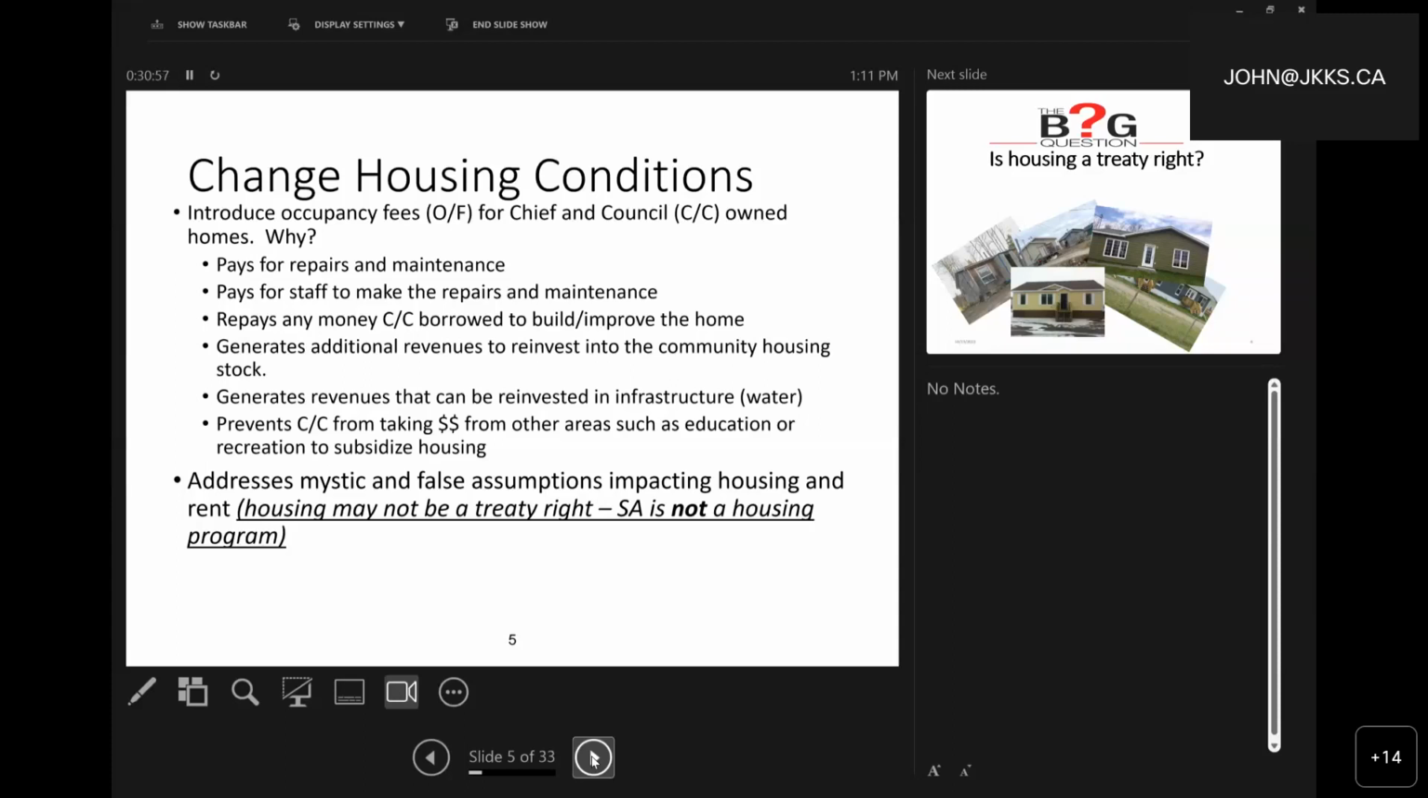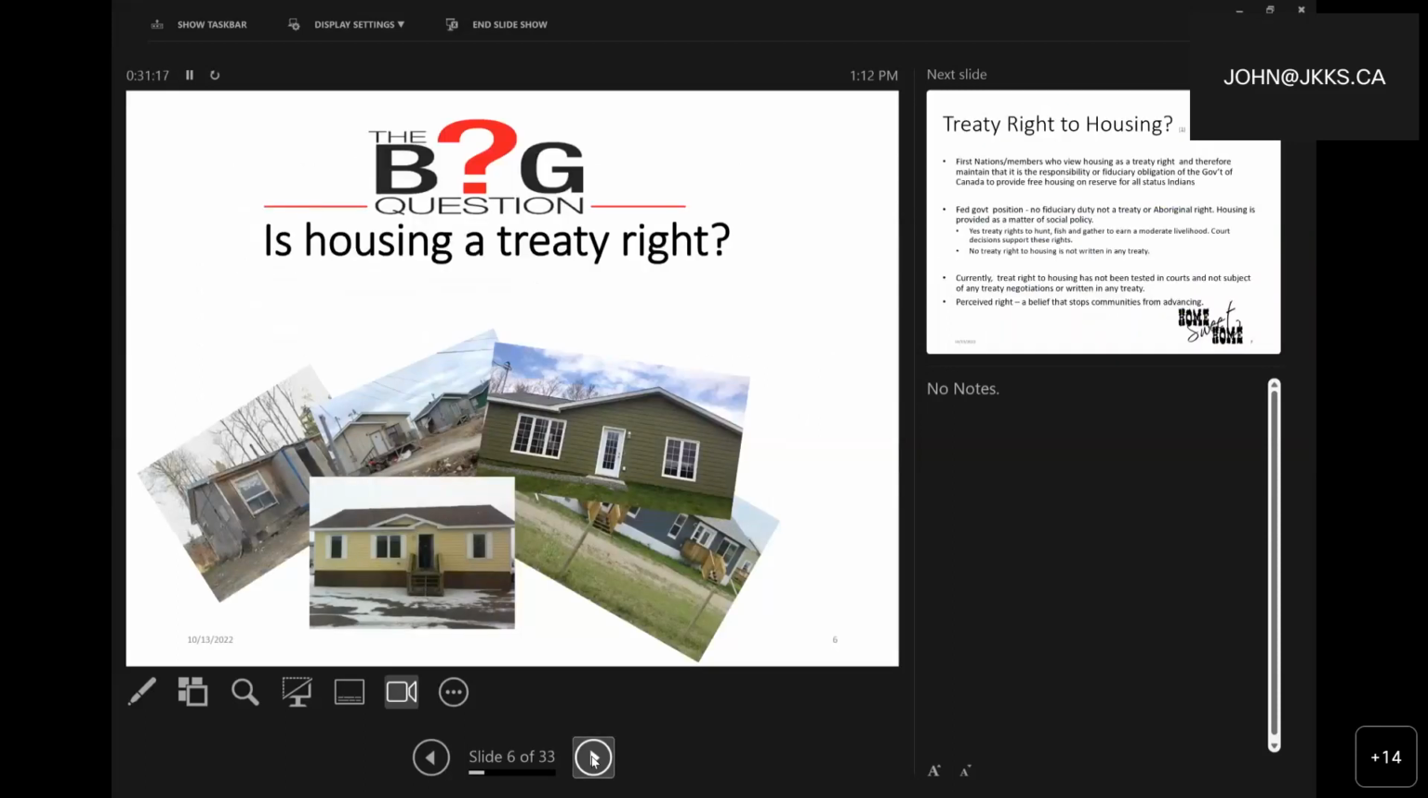But the big thing about changing from rent is we need to address the mystique and the false assumptions impacting housing and rent. And that is, housing may not be a treaty right. SA is not a housing program. So let's look at the big question. Is housing a treaty right?